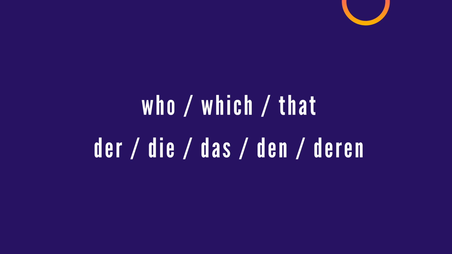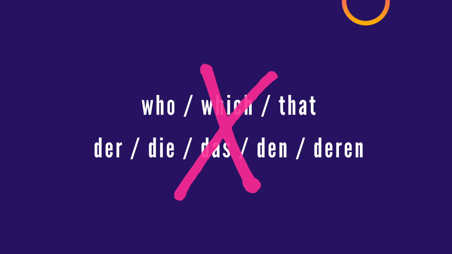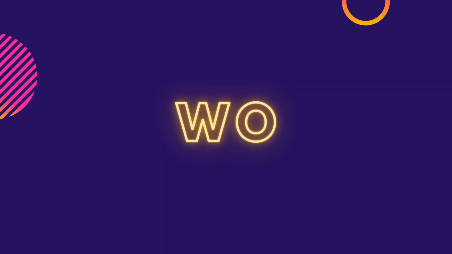Pronouns. Learning to use the relative pronouns is quite tricky sometimes. Like in English it would be who, which or that. And in German they are der, die, das, den, deren. So in Swiss German there are no relative pronouns. We just use the all-purpose word wo, which covers all cases and genders.